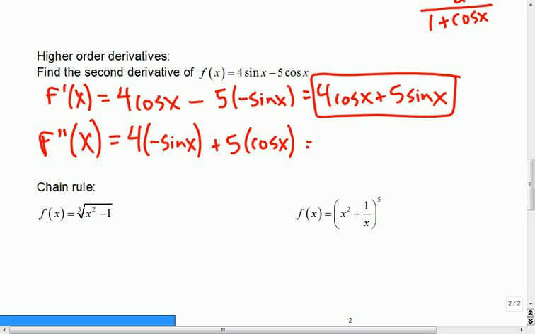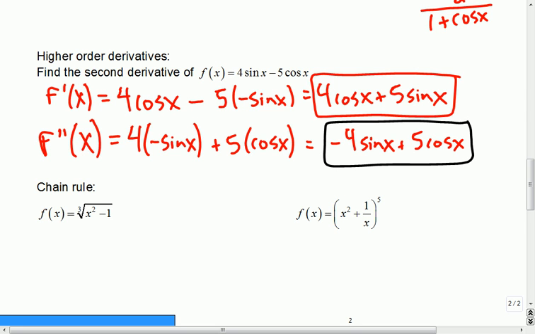Okay, so I guess I could tidy this up a little bit. Negative 4 sine x plus 5 cos x. So this would be my second derivative here. Oops, did I not say that again? Which one should be minus? I think that's okay because here it's positive sine, so it'll be positive cos here.